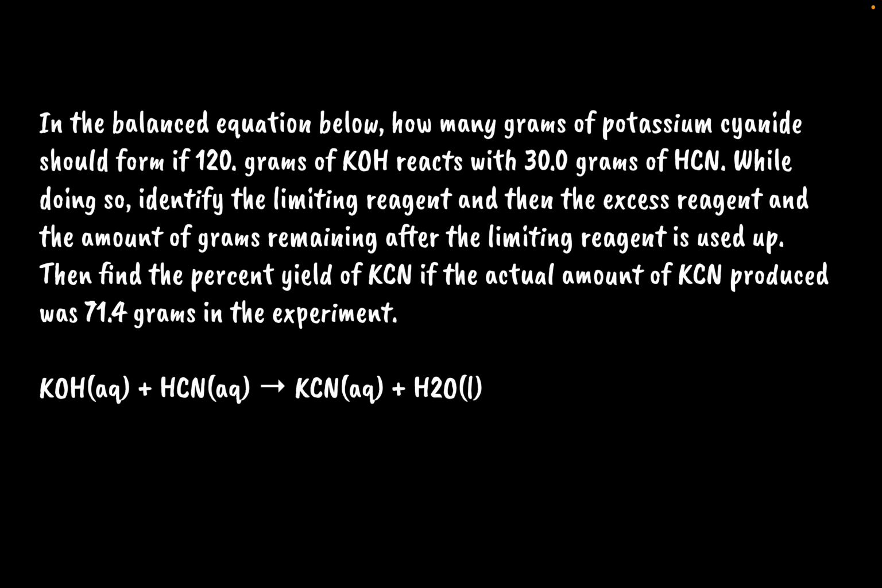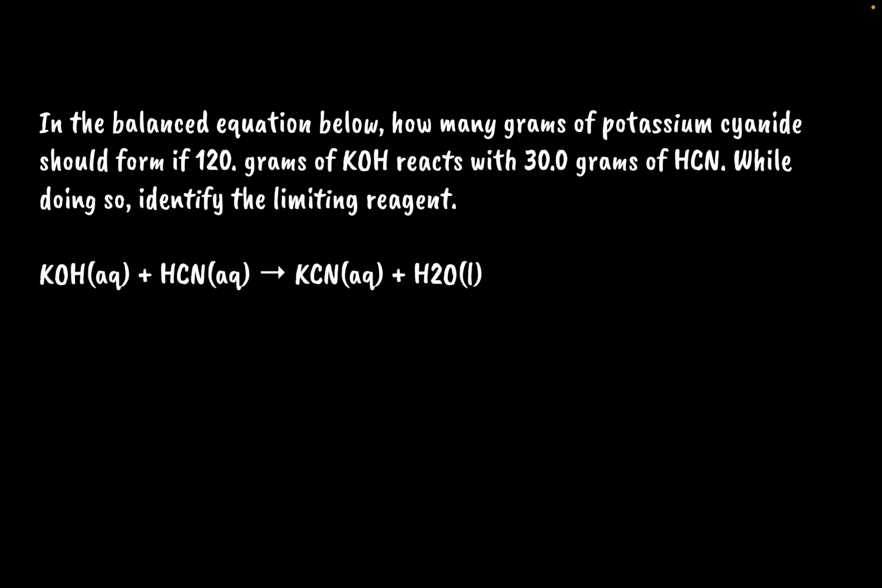So potassium cyanide is KCN, and they gave us the equation, which was balanced, so that is a good start. But this is a lot, so let's focus on finding the limiting reagent for now. To do this, we need to convert each reactant into the moles of a specific product. The product we pick doesn't matter, but since the question focuses on KCN, let's go for that product.